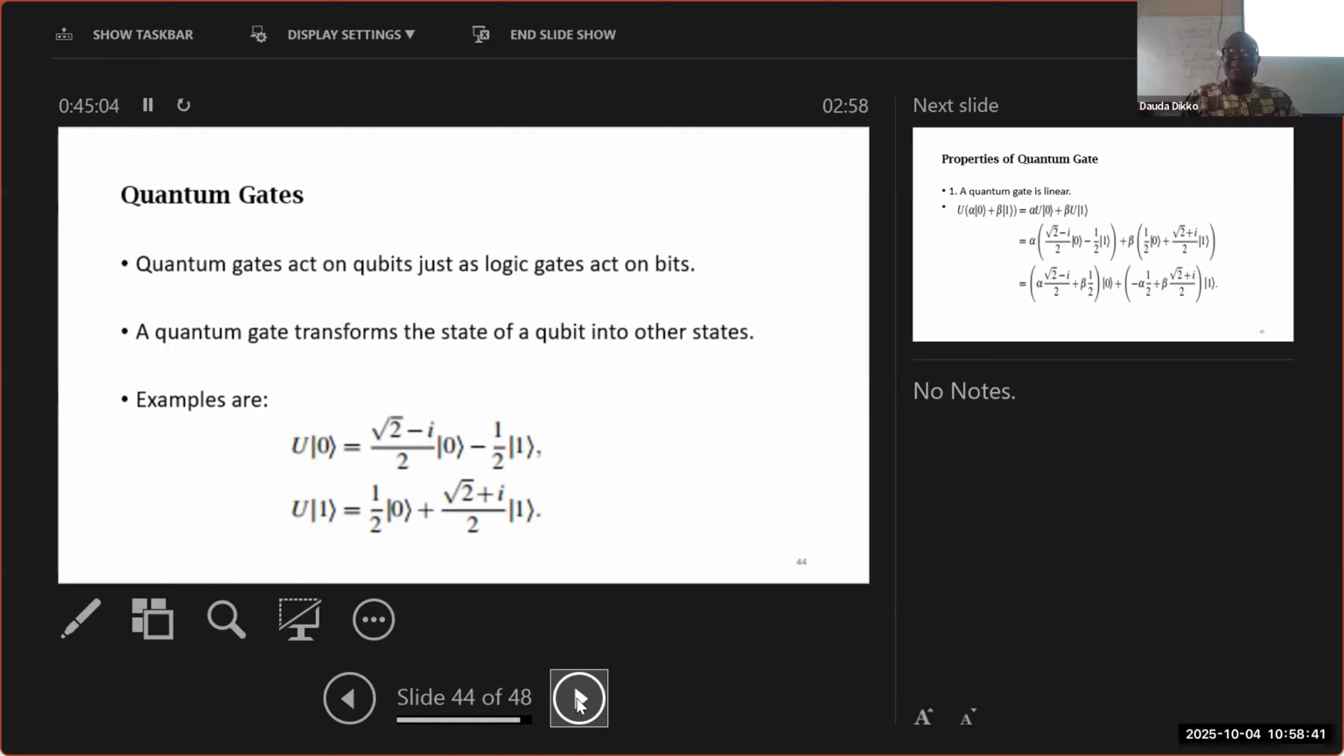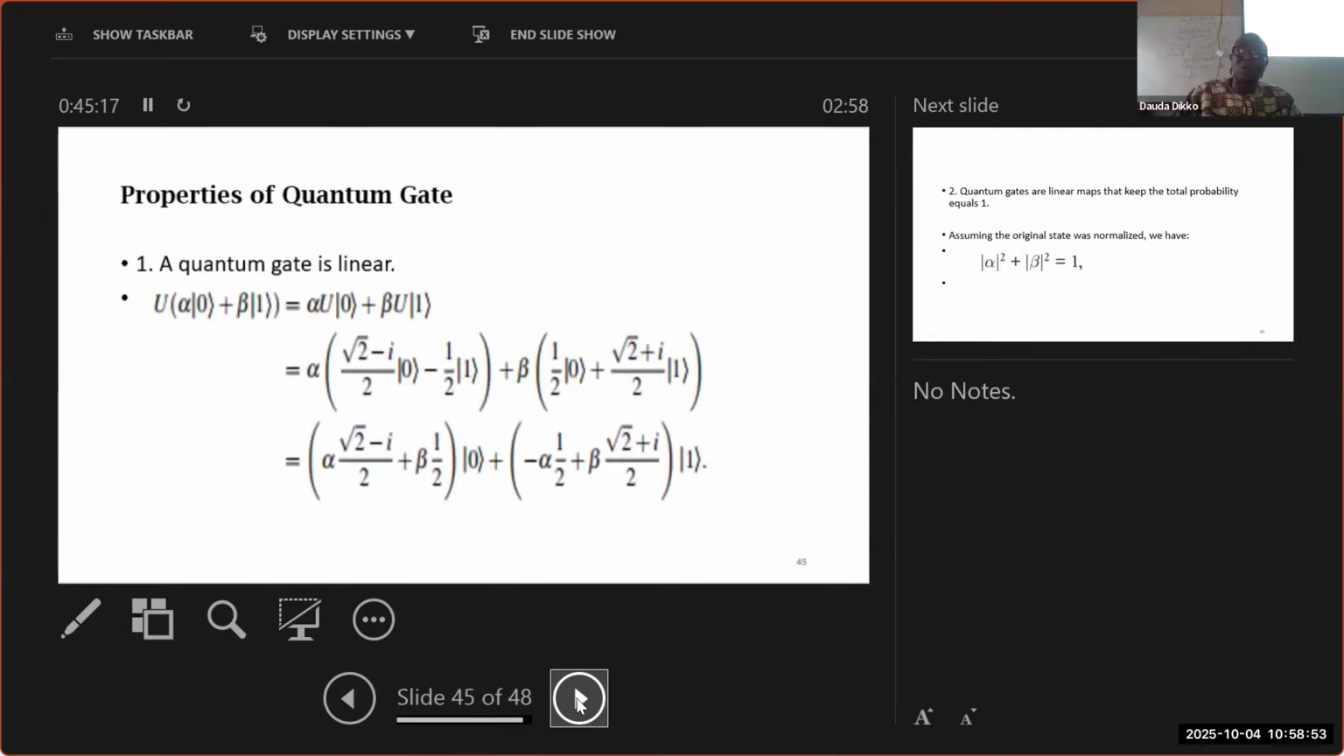So the quantum gate will now perform operations. That is, it will transform the state of a qubit into another state. So a quantum state is linear. So that's one of the properties. That is, if you have a unitary gate that is acting on the possible state, it can be expressed in that form.